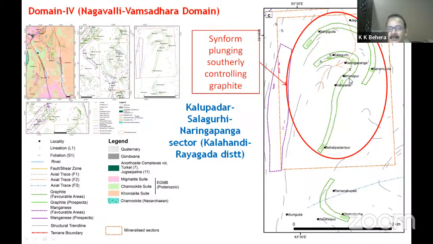Again, this is the Sanamunda, Naringa Panga area. The Director of Geology and Mining is doing work in this part, I think. Sarviguda area is a southerly plunging synformal structure, and these are the dispositions of the graphite bands. Further south, this is the F3. These are again very folded by the next generation folds.